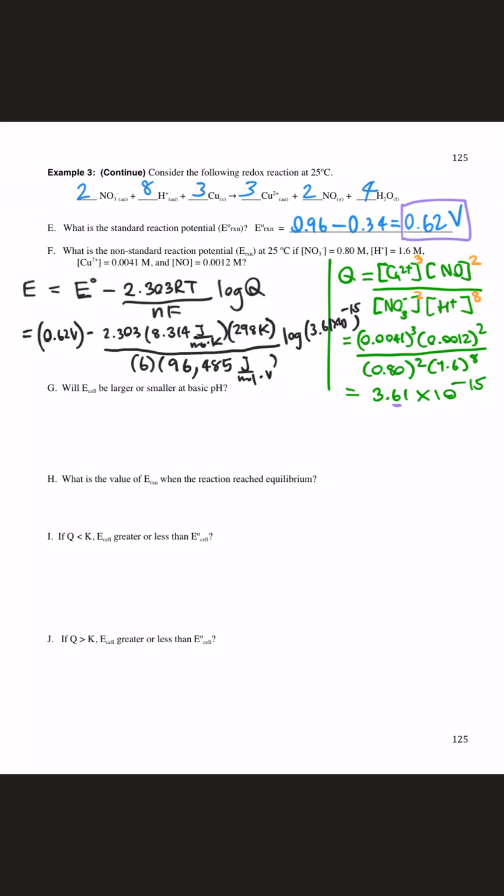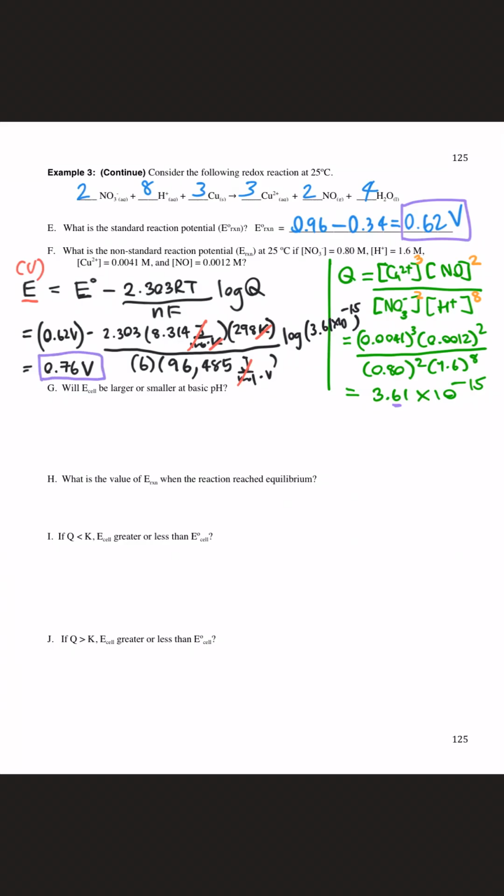Then just calculate this number out. Make sure that you cancel all the units. So let's take a look at the unit cancellation. You will see that after you cancel, joule per mole is canceled out, and Kelvin is canceled out. The per volt will flip up. Therefore, the final answer will have units of volt. The value of the non-standard reaction potential comes out to be 0.67 volt. So that would be the final answer for this.